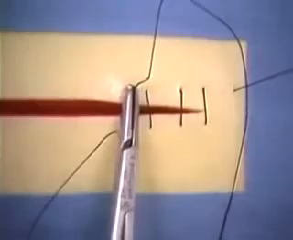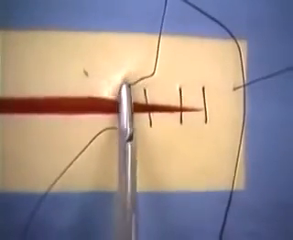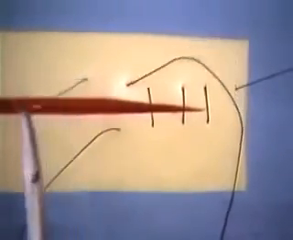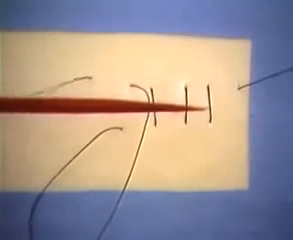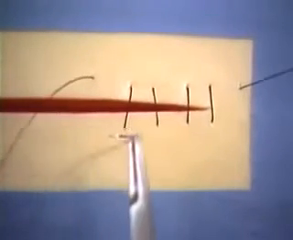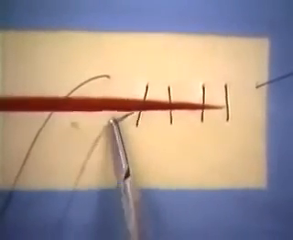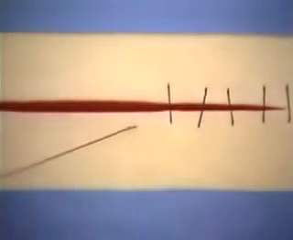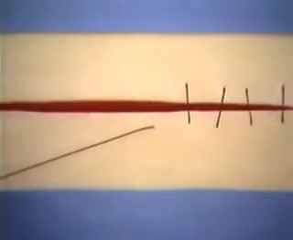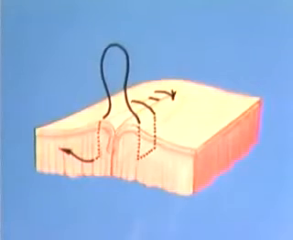The needle is then passed across the incision and introduced at a point that corresponds to the exit point of the contralateral side. This stitch is placed so that the suture crosses the incision perpendicularly. The pattern is continued and knotted at the end of the incision. This illustration shows a completed Cushing suture pattern.